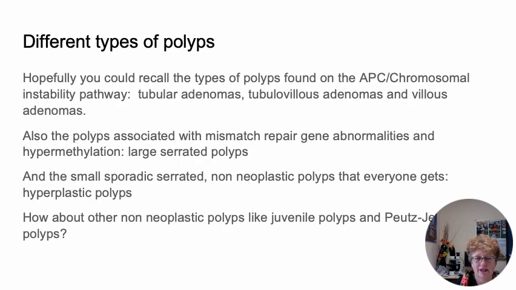Okay, so hopefully you can recall the polyps found in the APC chromosomal instability pathway. Those are tubular adenomas, tubulovillous adenomas and villous adenomas. I know you've covered all those before. However, there are polyps also associated with mismatch repair gene abnormalities and hypermethylation. That's the thing that switches off the mismatch repair genes, and they are large serrated polyps. There are also small non-serrated polyps that everyone gets, called hyperplastic polyps, and they aren't associated with cancer.